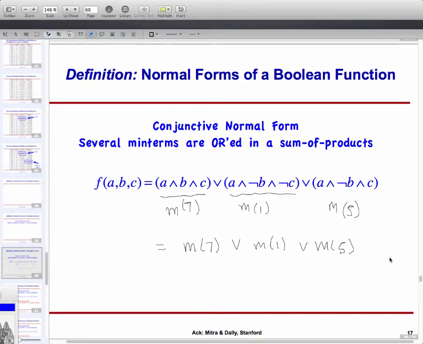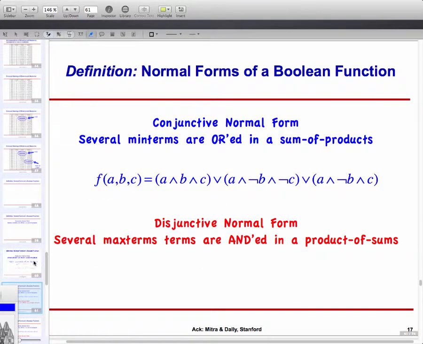So I have written my function as an OR of 3 minterms. And this is called sum of products. If you think of OR as the sum and AND as the product, that's where the name comes from. So this is a conjunctive normal form.